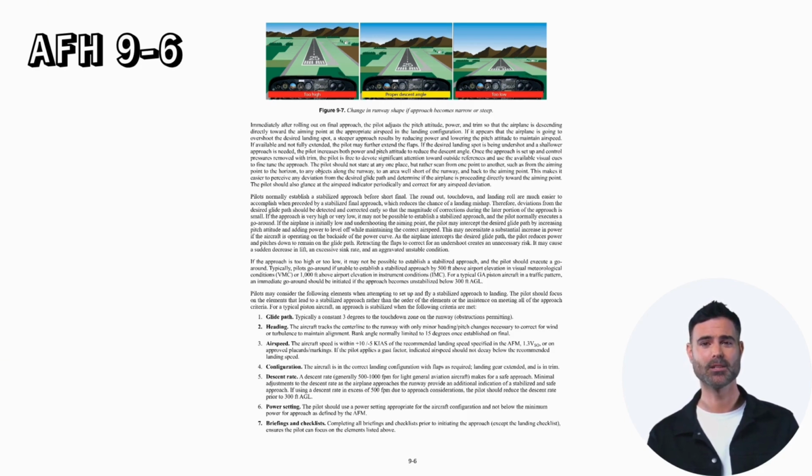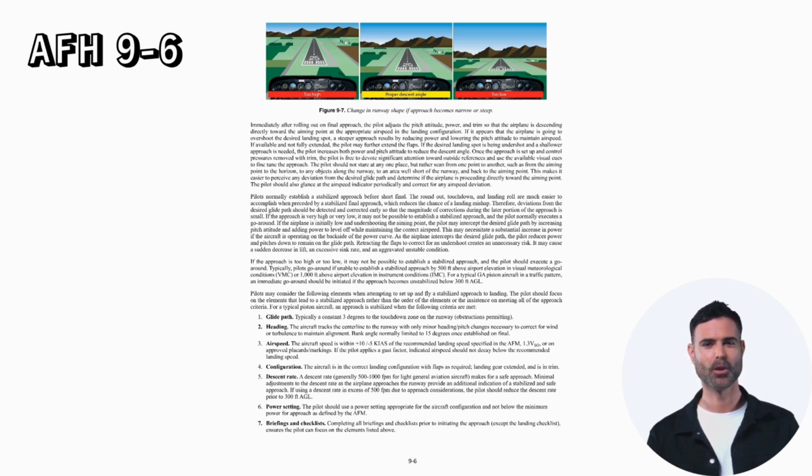As the airplane intercepts the desired glide path, the pilot reduces power and pitches down to remain on the glide path. Retracting the flaps to correct for an undershoot creates an unnecessary risk. It may cause a sudden decrease in lift, an excessive sink rate, and an aggravated unstable condition. If the approach is too high or too low, it may not be possible to establish a stabilized approach, and the pilot should execute a go-around.